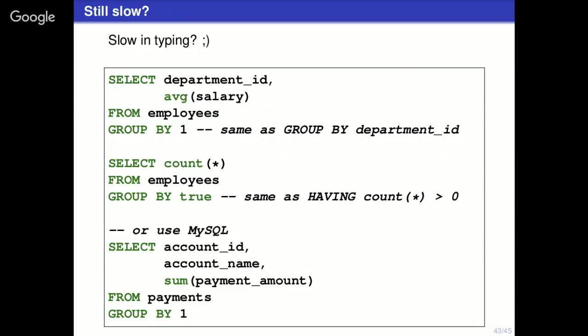And the last one, what to do if you are slow in typing queries. You can write group by one instead of group by column name. You can write group by true instead of having count more than 0. And you can use MySQL and you will face no problems with normalized data aggregation.